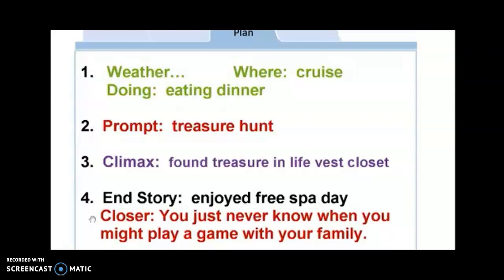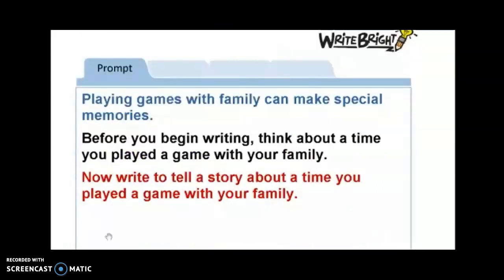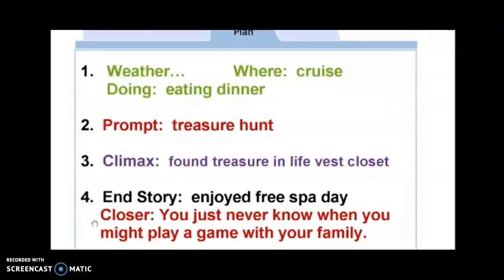If the last sentence of the prompt says, "Tell a story about a time you were sad," you would write, "You just never know when you may be sad." If the last sentence of the prompt says, "Write a story about a time you went to the beach," you would say, "You just never know when you might go to the beach." The last sentence of this prompt says, "Now write to tell a story about a time you played a game with your family." I've written, "You just never know when you might play a game with your family." So understand how you use the last sentence of the prompt to complete your closer. Go ahead and write this as your closer on your plan now.